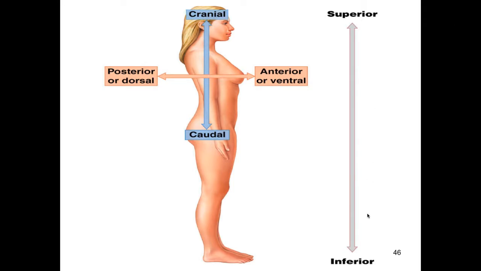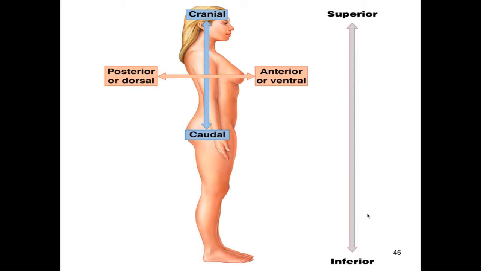For the terms ipsilateral and contralateral: if someone hurts their right shoulder and they complain of ipsilateral hand pain, that means it's the right shoulder and right hand. If they're talking about right shoulder pain and contralateral wrist pain, then it's their right shoulder, but it is the left hand that hurts.